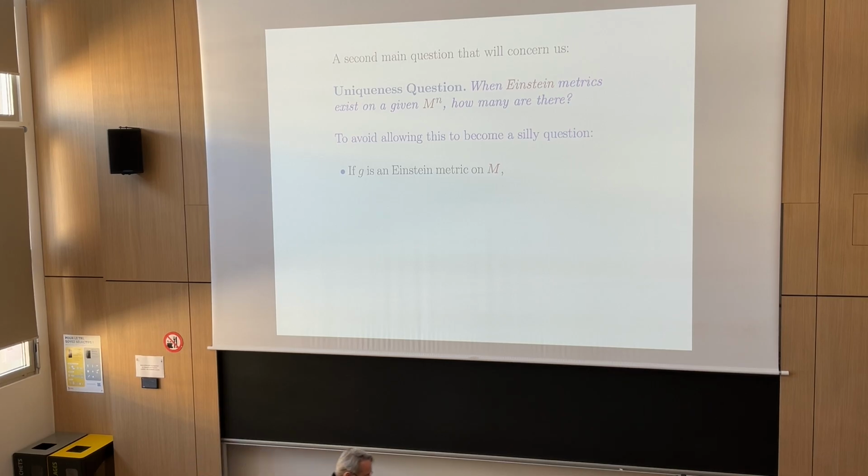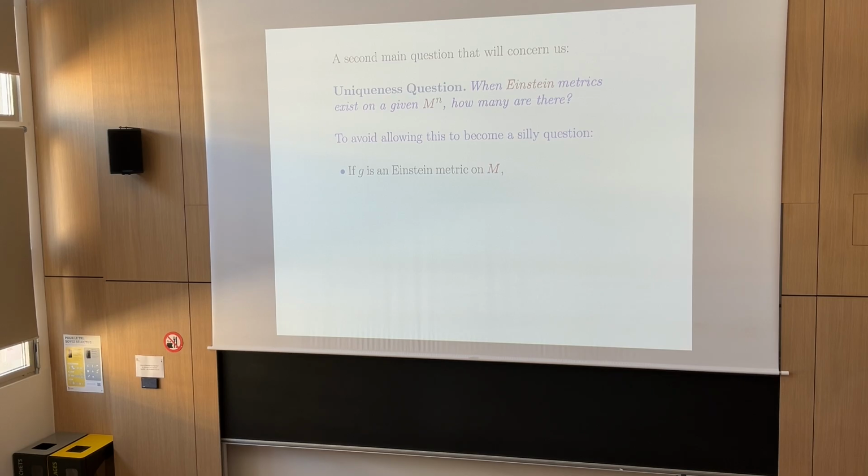So the other main question one would like to investigate is, the first question was an existence question, and you're usually interested in existence and uniqueness questions in mathematics. So in addition to existence, we could ask about uniqueness. When there is an Einstein metric on a given manifold, how many of them are there? It turns out there's no simple general answer to this question. It's quite subtle and interesting.